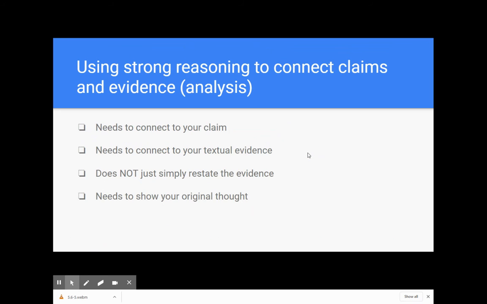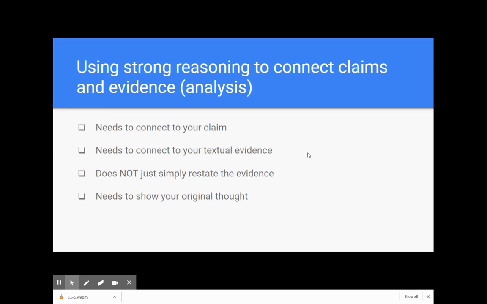All right, the final thing, and maybe the most important, is your analysis. Usually this is the weighted part of your rubric. So this shows your original thought, and that's why it's important. So you always have to make sure you're staying focused in your analysis. Do not get off topic. It needs to be connecting to your claim, and it needs to be connecting to your textual evidence. So it all needs to be cohesive, okay?